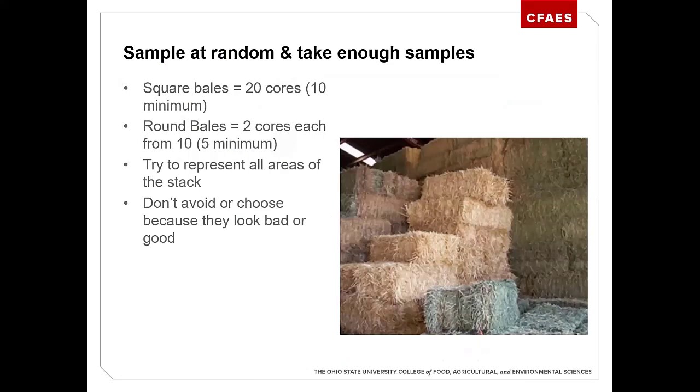So you want to make sure that you're random. Be honest to yourself and to your cows, okay? Square bales, about 20 cores. Round bales, you can take 2 from each bale if you want to. Take a representation of the whole stack. Don't bias your samples. Again, be honest to yourself. Don't avoid anything just because it looks bad. If you got 25% of them that are good, 25% of them are bad, and half of them are average, take your samples accordingly to that.